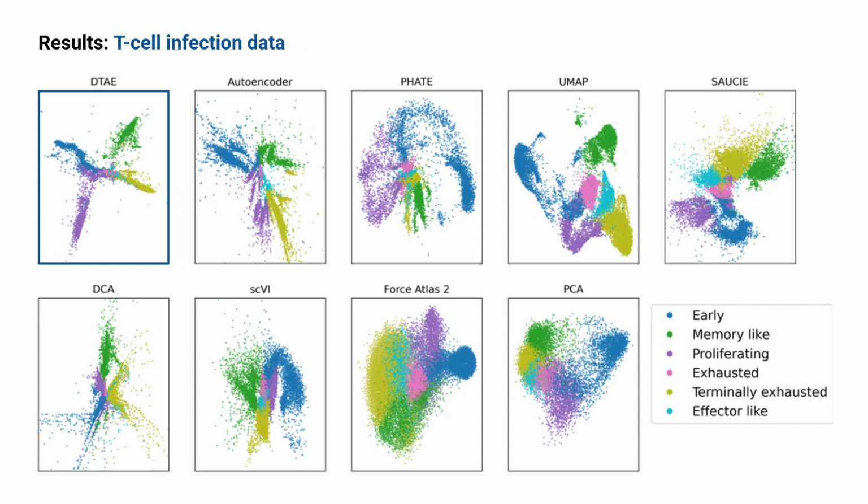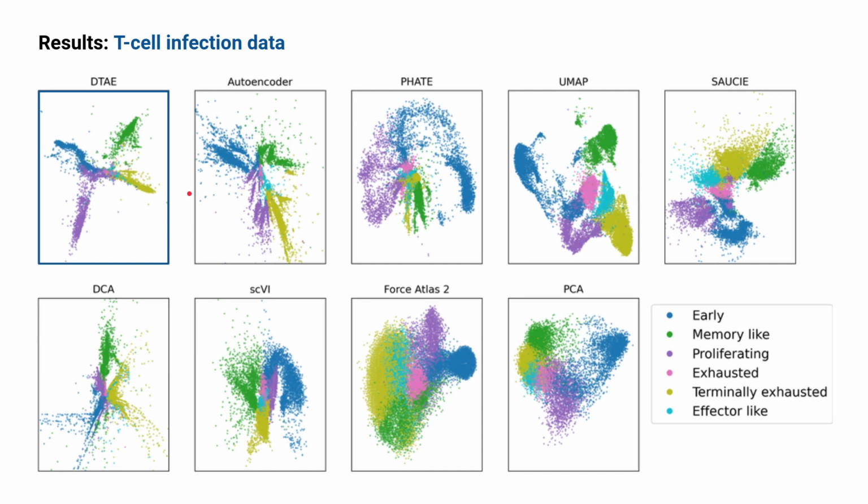Okay, now we have seen that our DTAE works well on synthetic data. Let's look at real data. So here, we can clearly see that DTAE shows a path of a serial differentiation process that's very easy to analyze. We start from the early cells, then we have the proliferating cells, then we have the exhausted and effector-like cells, and then we have the split to the memory-like and terminally exhausted cells, which are the two end fates that we are supposed to see.